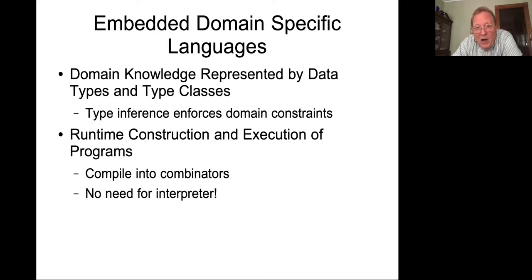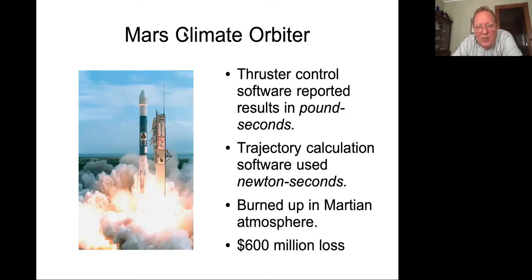So let me just skip ahead one slide to show you. This is a very famous episode in history, where an American spacecraft, the Mars Climate Orbiter, burned up entering Martian orbit because the software components used different physical units. The thruster control software reported results in pound seconds, but the trajectory calculation software used Newton seconds. And this was a perfectly fine functioning $600 million spacecraft that burned up entering the Martian atmosphere because of this unit inconsistency.